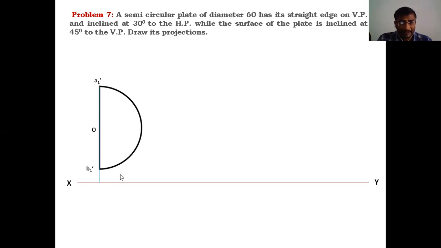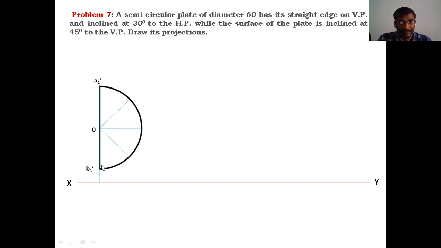After getting the semicircle, divide it into 4 equal parts from the center point O, with 45 degrees each. This is the angle 45, 45, 45. For every 45 degrees, draw a thin line which divides the semicircle into 4 equal parts: 1, 2, 3, 4.